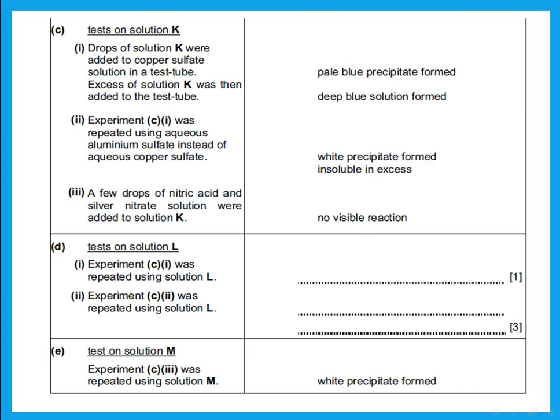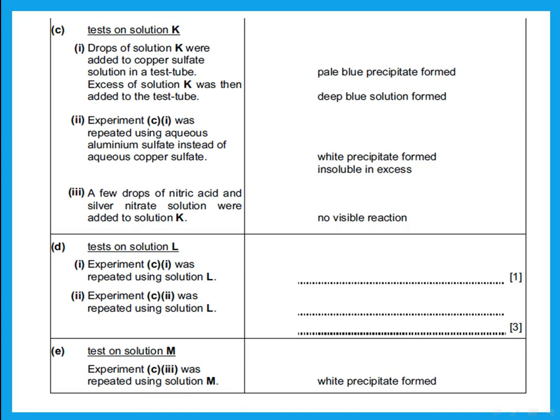So he's adding K to copper and he got a pale blue precipitate that changed into a deep blue solution. Again, remind me, copper ions would do this with what? If we add sodium hydroxide, they give a blue precipitate that remains. But if I add what back? If I add aqueous ammonia, then I get a pale blue precipitate that dissolves in excess to give a dark blue solution. So this is telling me that K is probably ammonia solution.